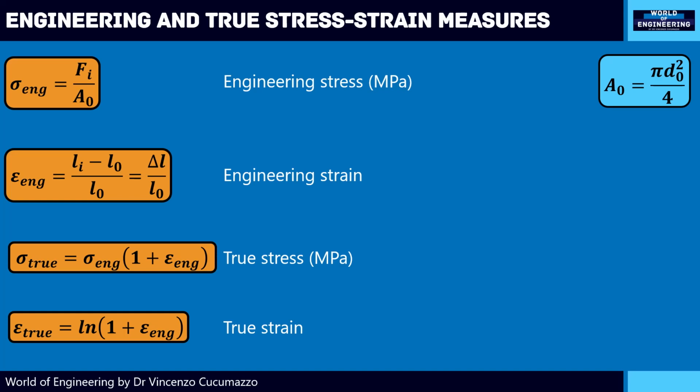And so, the true stress is given by the product between the engineering stress and 1 plus the engineering strain, while the true strain is the natural logarithm of 1 plus the engineering strain. So we can see that these two formulas share one common factor, which is 1 plus the engineering strain. So with these formulas, we can obtain the engineering and true stress-strain curves.